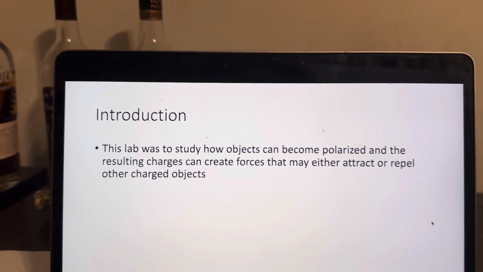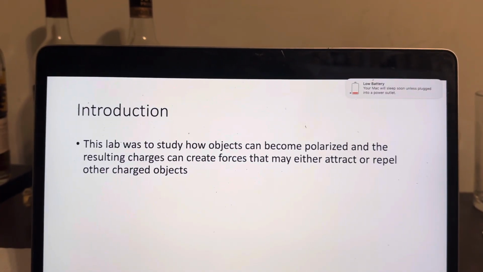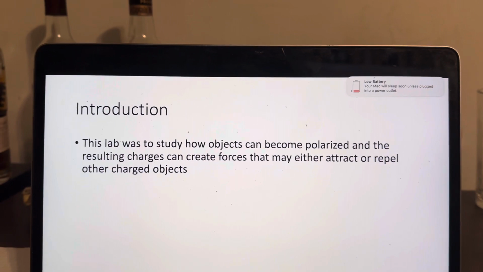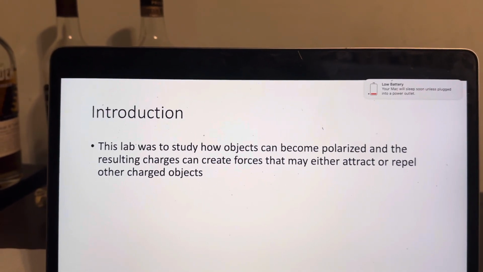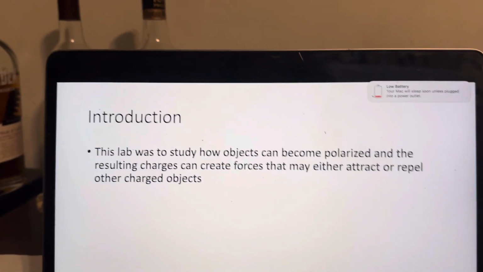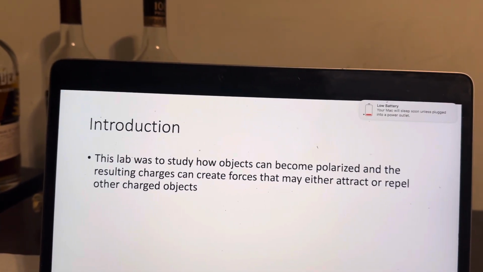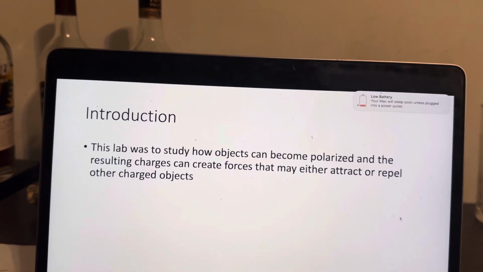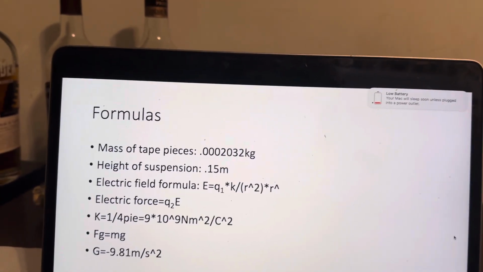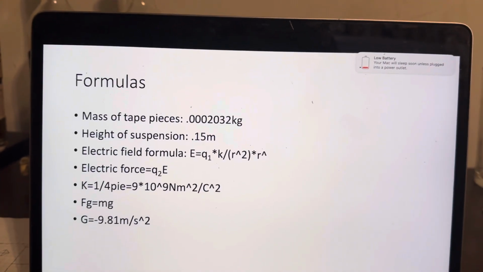So this lab was to study how objects can become polarized and how the resulting charges can create forces that may either attract or repel other charged objects, and then figure out how big the magnitude of that charge is. So, formulas we'll be using and just basic data.